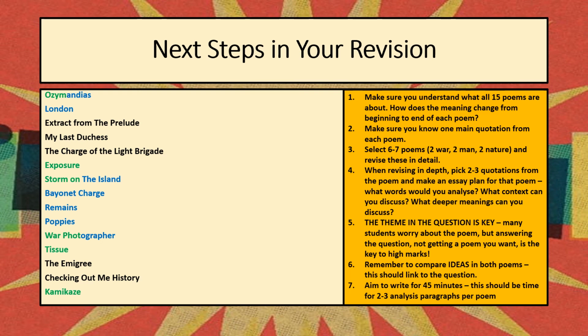So they're the 7 steps for you to follow. First thing, all 15 poems, and then you need to start picking your 6 or 7. And we are going to start wanting to see your 6 and 7 as English teachers very, very soon as well. We want you to know which ones you're going to focus on in detail. If you can do 15, that's absolutely superb, but prioritise those 6 or 7, 2 war, 2 man, 2 nature, and ideally the ones in green where you can use them to talk about more than one thing as well.